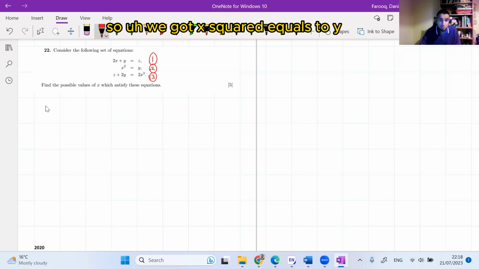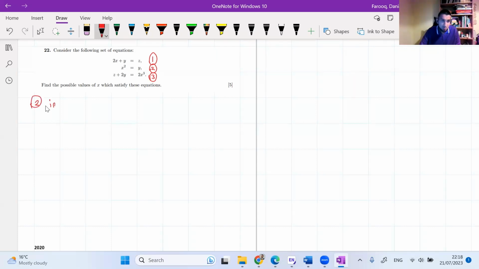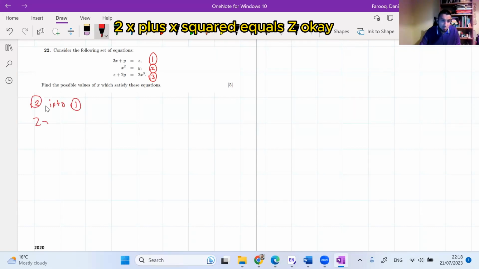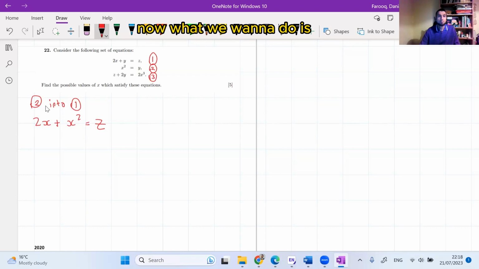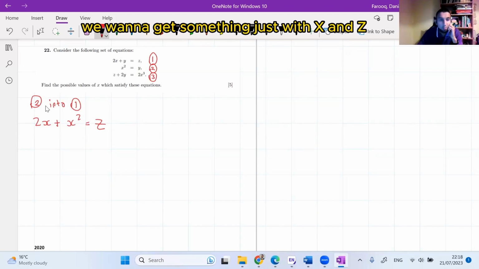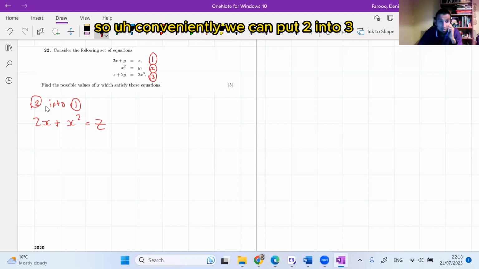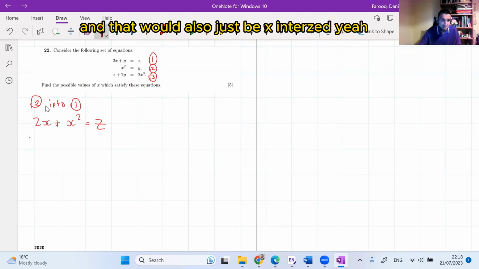So we've got x squared equals y. So we can substitute that straight away, y as x squared, into 1. So we can do 2 into 1. That will give us 2x plus x squared equals z. Now, what we want to do is get something just with x and z. So conveniently, we can put 2 into 3, and that would also just be x into z.